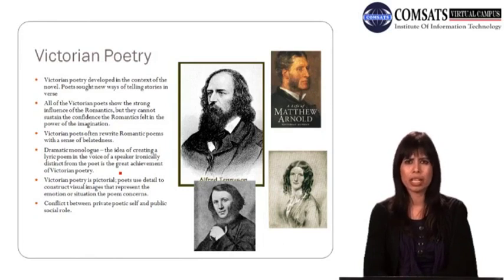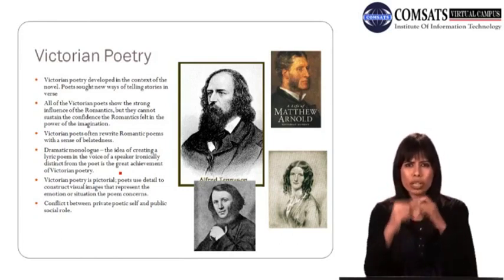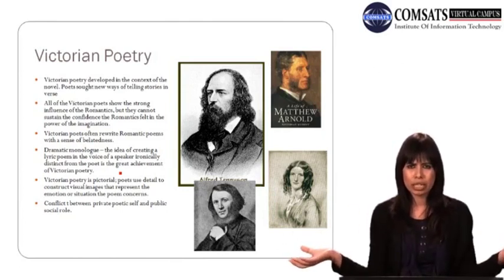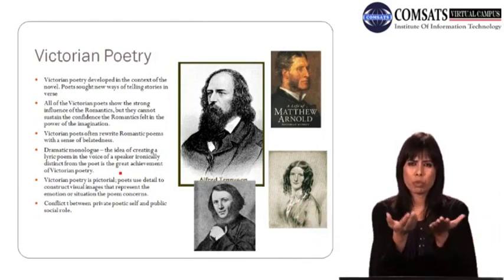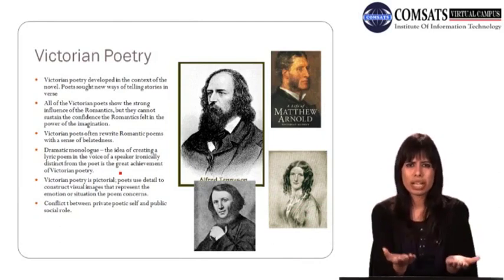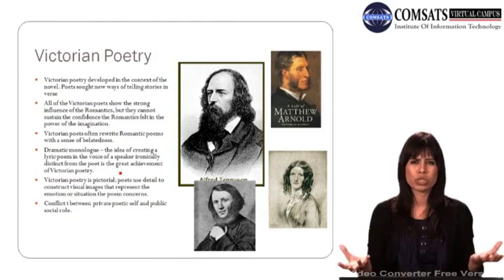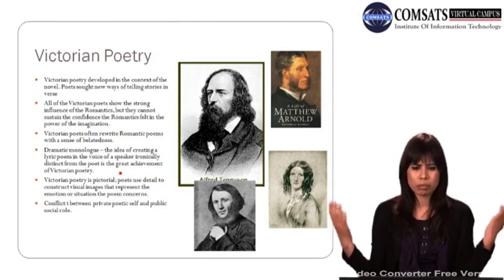So here again, as we were talking about the Victorian novelists, they were realistic. Victorian poets had a strong influence of Romanticism, but they lacked imagination. The same is the case with the Victorian novels. They were realistic. So my dear students, poetry is also based on realism here in the Victorian era. Victorian poets often rewrite romantic poems with a sense of belatedness. So basically that was a common tradition among the Victorian poets, that they used to rewrite romantic poems.